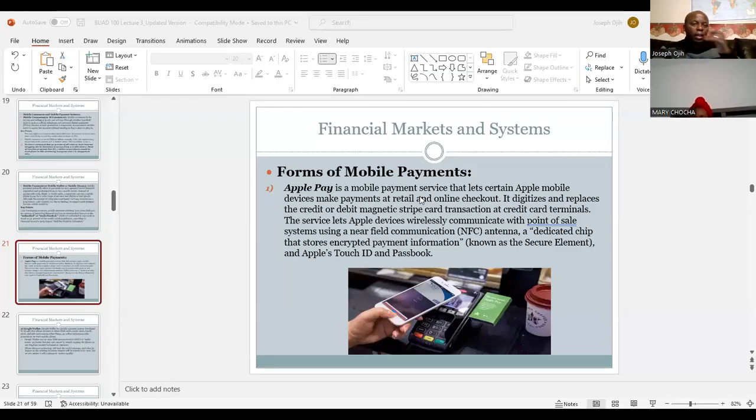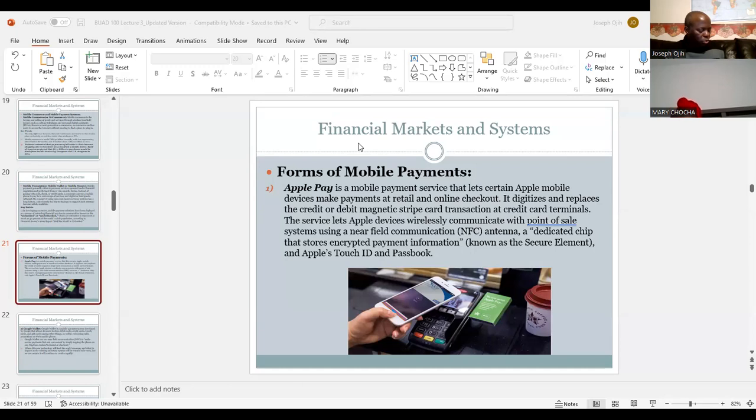So we are back now. Before we went on a short break, we were discussing the alternatives to money, and then we looked at mobile payments.